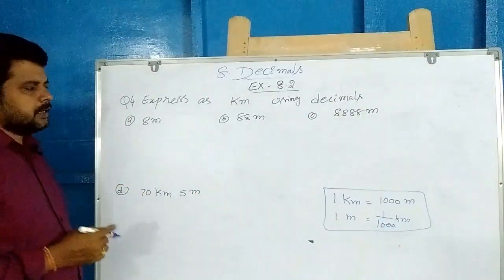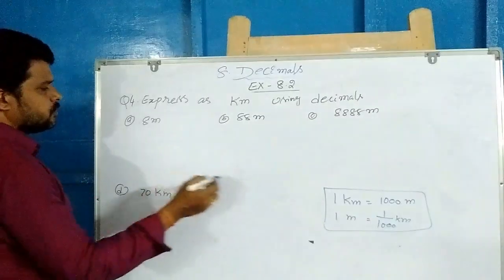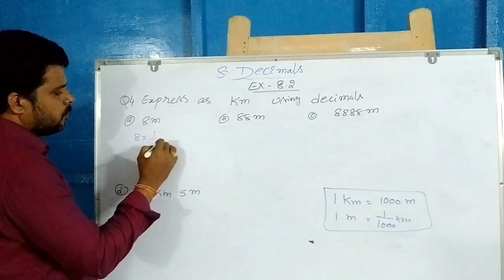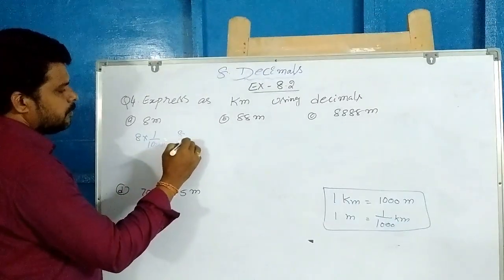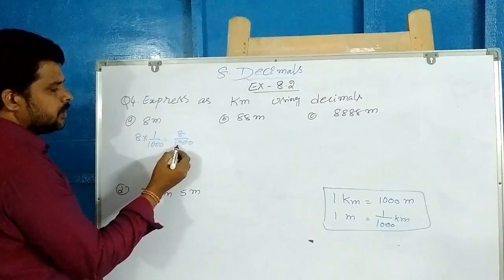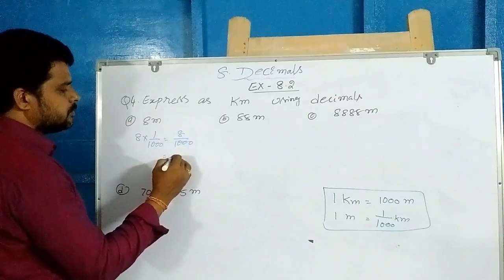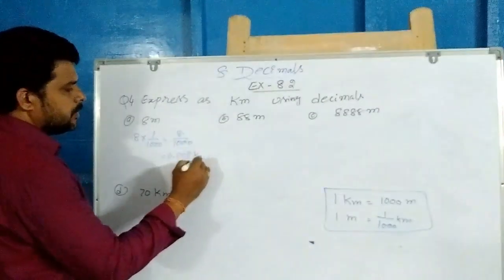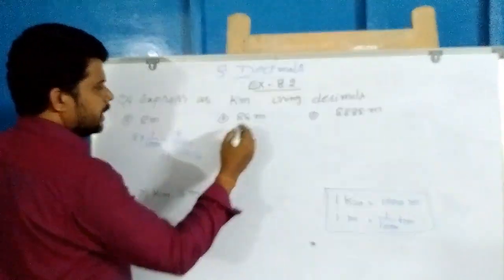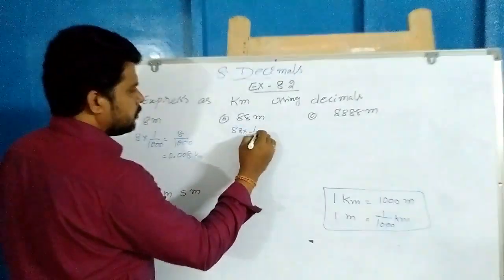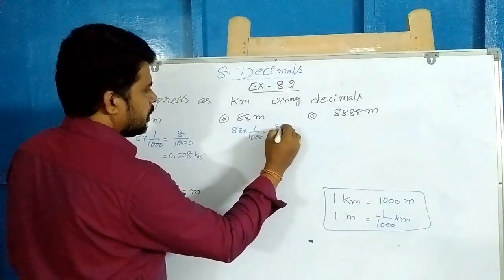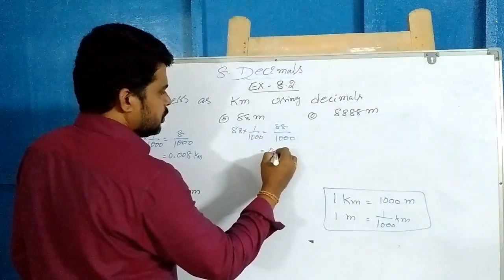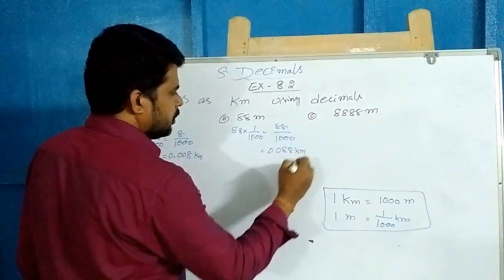See, now first one is 8 meters. 8 meters converted into kilometers. 1 meter is equal to 1 by 1000. So 8 meters is equal to 8 into 1 by 1000, that means 8 by 1000. So denominator has 3 zeros, so after the decimal we have 3 places. 0.008 kilometers. Next, 88 meters converted into kilometers, into 1 by 1000. 88 by 1000 means 0.088 kilometers.